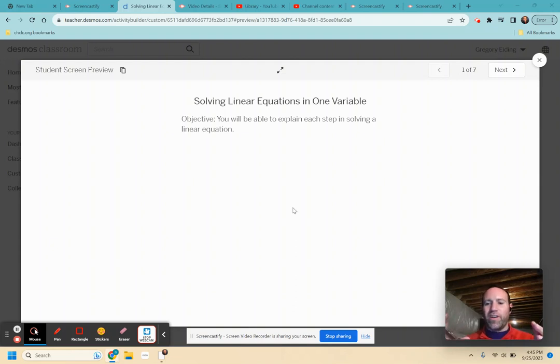Okay, so for this one, we're going to be talking about not just solving equations, but actually what properties allow us to solve equations. And then I'm going to use that as an opportunity to review not only those properties, but also solving some challenging equations that maybe you haven't seen yet, or maybe you should have seen. But, well, let's take a look.